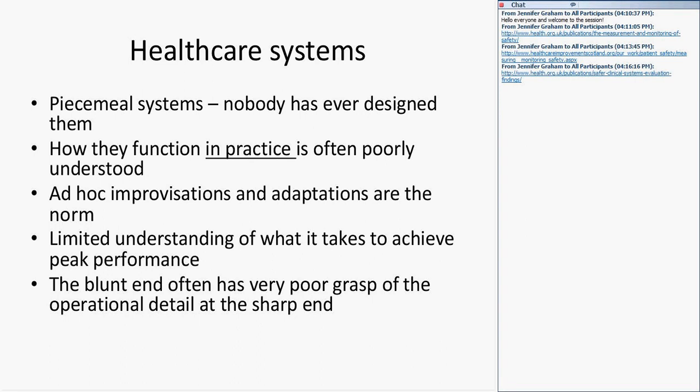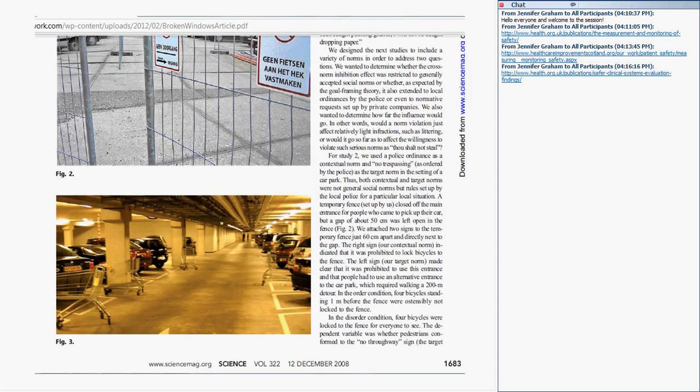What we've also found is that when we talk to the blunt end of systems, in other words, the very senior executive end, there can be very poor grasp of the operational detail at the sharp end, that there just isn't that connection between blunt end and sharp end in terms of what needs to be done in order to get these systems to work, and the amount of effort that's required to get the systems to work. This is very bad in all kinds of ways, but one of them is that if you are working in systems that have many cues of disorder, that has an impact on performance.